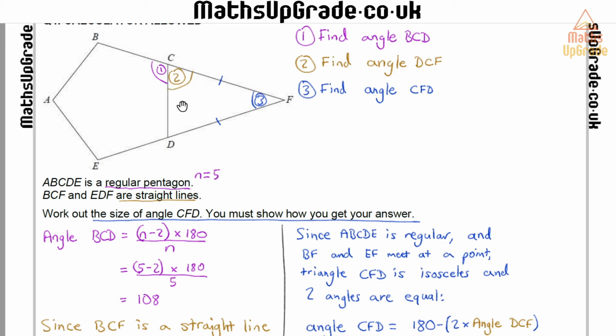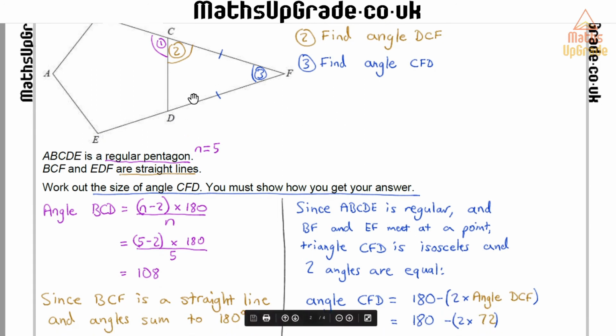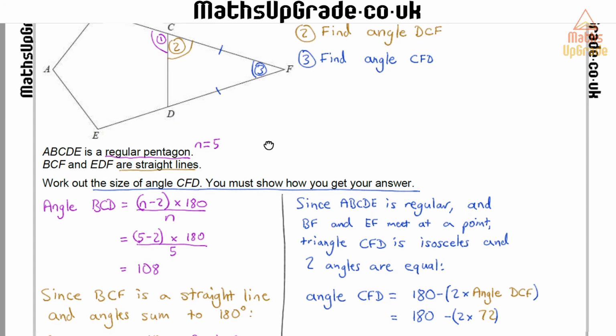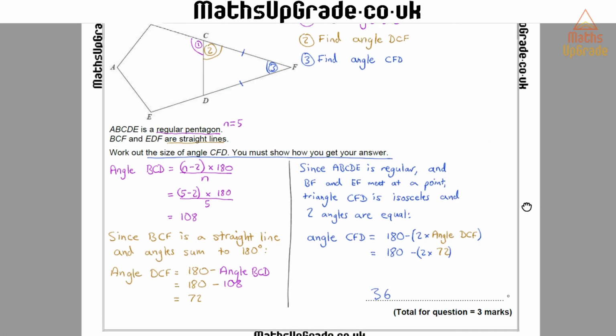So these two angles would be the base angles in the isosceles triangle, and this angle here, the one I'm trying to find, would be the top of the triangle in a normal diagram. Okay, so the triangle is just on its side here. So to find angle 3, I'm going to quite simply do 180 minus 2 times that angle I've found. So 180 minus 2 times 72, and that gives me the answer of 36 for 3 marks.